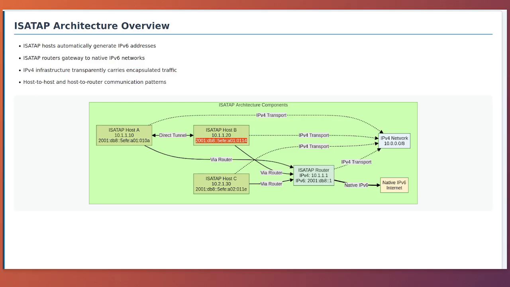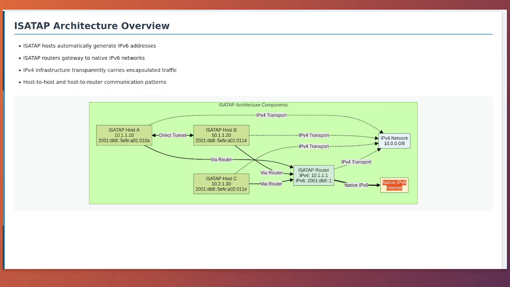The ISATAP router serves as the gateway between the ISATAP tunnel interface and native IPv6 networks. Think of it as a bridge between the IPv4 world where ISATAP operates and the IPv6 world that the hosts want to reach. The ISATAP router must have both IPv4 connectivity to reach ISATAP hosts and IPv6 connectivity to forward traffic to IPv6 destinations.